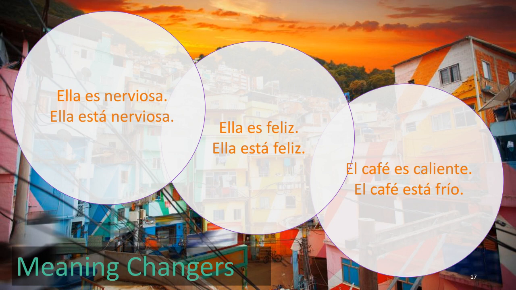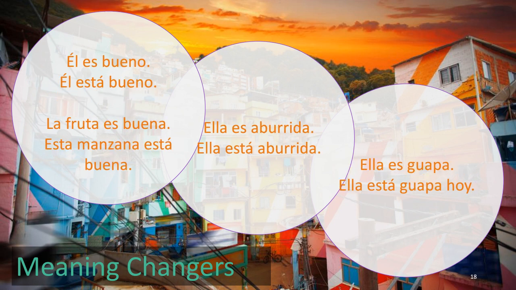If you say el café es caliente, you're saying that coffee is hot. You're just making a general statement about what coffee is in general. But if you say el café está frío, you're saying right now, this coffee or my coffee is cold, which is a bad thing, right? Here's a few more examples of meaning changers. If you say él es bueno, you're saying he is a good person, like in general. If you say él está bueno, you're saying he is good looking. So be careful what you say.